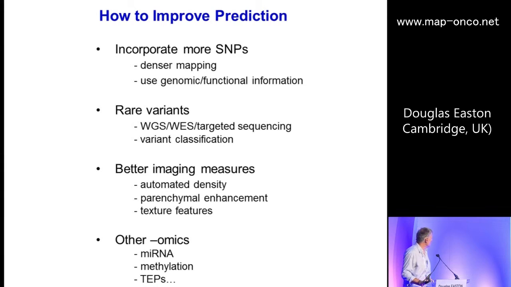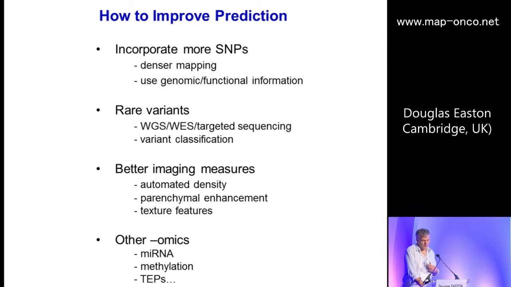So just a few words about how we might do better. A number of ways in which we could improve this. Incorporating more SNPs is one, both by getting denser mapping, as I illustrated for ESR1, and incorporating genomic and functional information to define the risk SNPs better. For the rare variants, the main issue is larger sequencing studies and better ways of classifying variants so we can identify the variants which are at-risk variants.